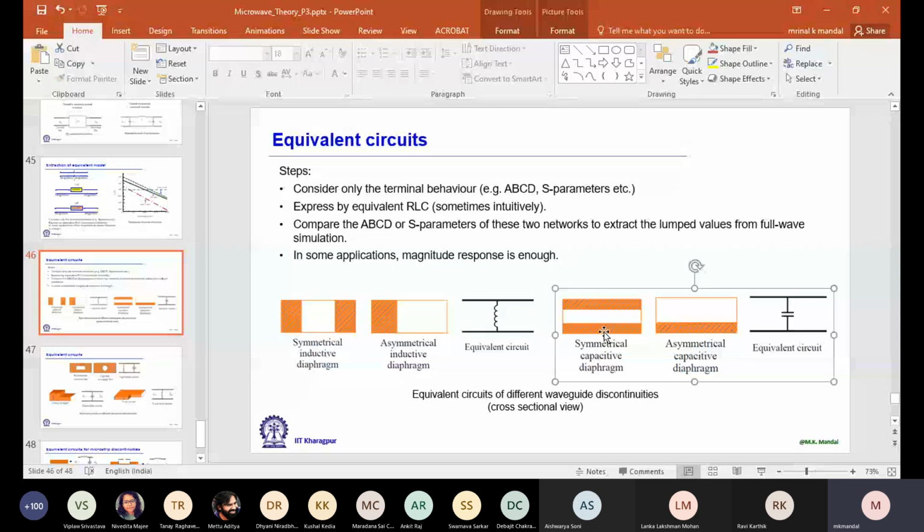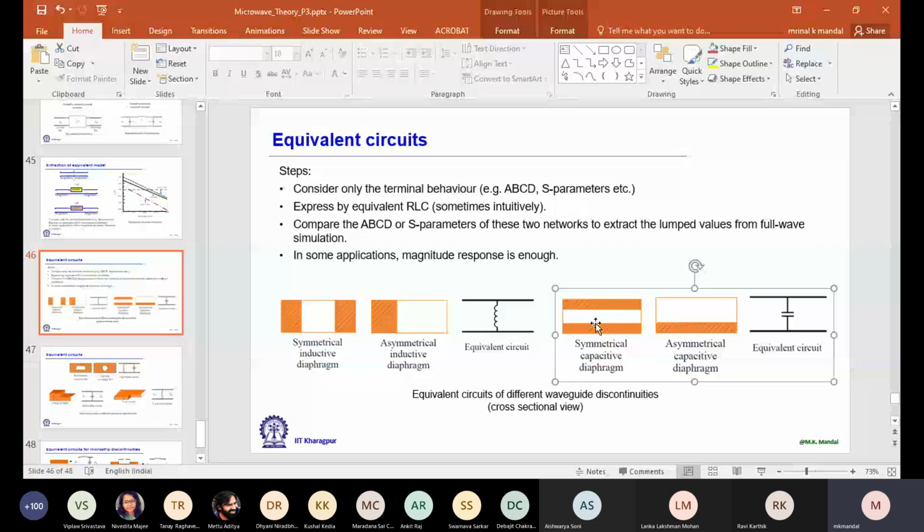Here, between top and bottom, it is capacitive. Here, asymmetrical capacitive diaphragm. Equivalent circuit is a shunt capacitor. How do we say that? Again, you have to go back there. Okay.